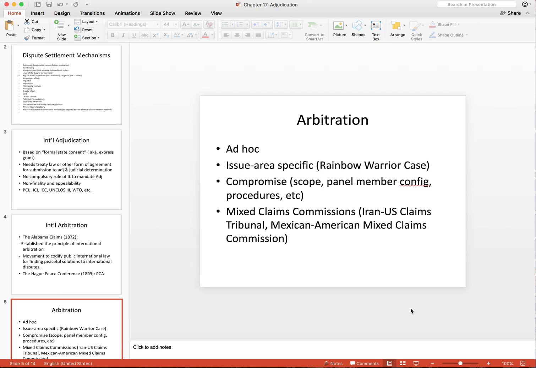Mixed claims commissions and their establishment actually go back to the Jay Treaty of 1794 between the United States and Great Britain. These are, like I said, ad hoc arbitral bodies that are founded on the basis of international agreements, the so-called compromises. They normally consist of a majority of nationals of the state parties to the agreements and are established with the purpose of settling claims which have arisen between citizens of one state and the other state.